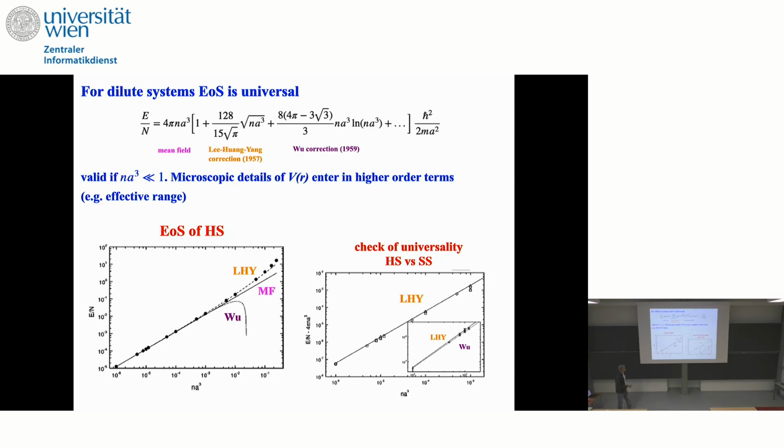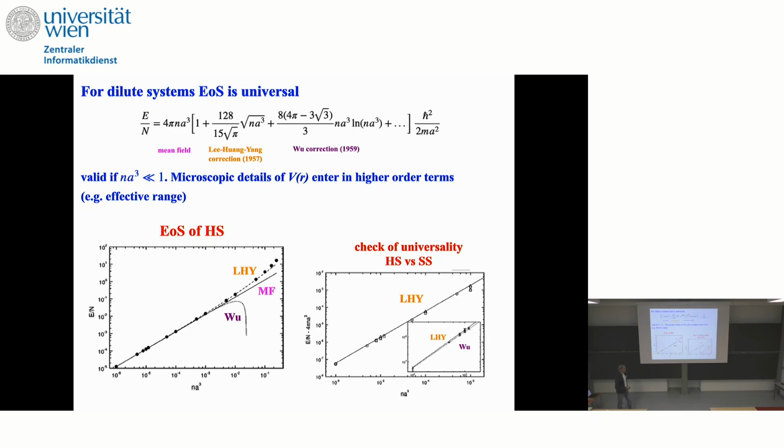Here are the results. This is the case of hard spheres, where we consider the energy per particle as a function of na cubed. We see the mean field term that dominates at low density. Then we see a clear agreement with the Lieb-Liniger correction, while the Wu correction very rapidly gives you wrong results.